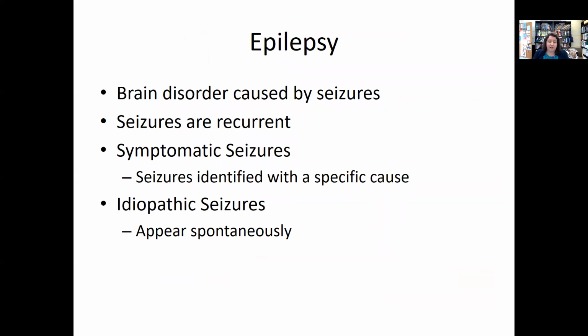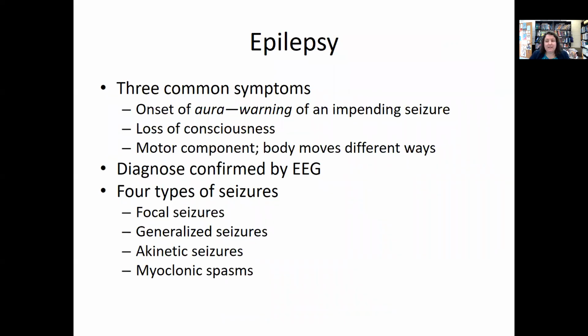Epilepsy is a disorder many people have heard of. This is where you have seizures recurrently. And these can be symptomatic, where you find a specific cause, or they can be idiopathic, where they appear spontaneously and we can't really figure out what the direct cause is.